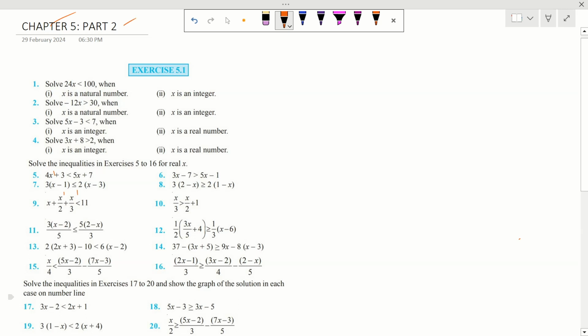In the last class we discussed the concept of linear inequalities. Linear inequalities means what? These symbols, greater than, less than, greater than or equal to, less than or equal to, are called linear inequalities. These conditions are used to represent equations. These conditions of equations are called linear inequalities.